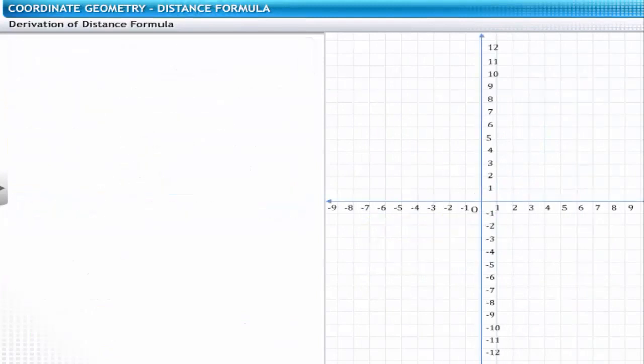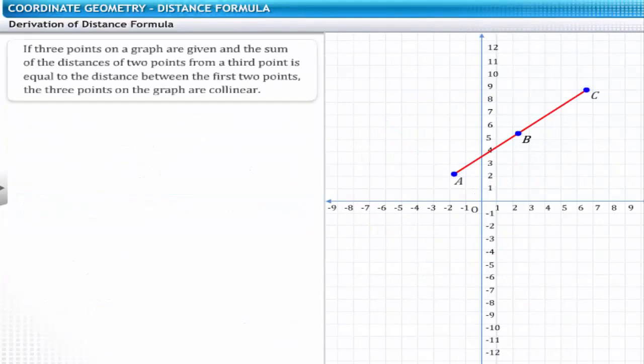So far you have been calculating distances between two points. However, there may be cases where we have three collinear points on a graph. According to a corollary of the distance formula, where 3 points on a graph are given, and the sum of the distances of 2 points from a third point is equal to the distance between the first 2 points, the 3 points on the graph are collinear.